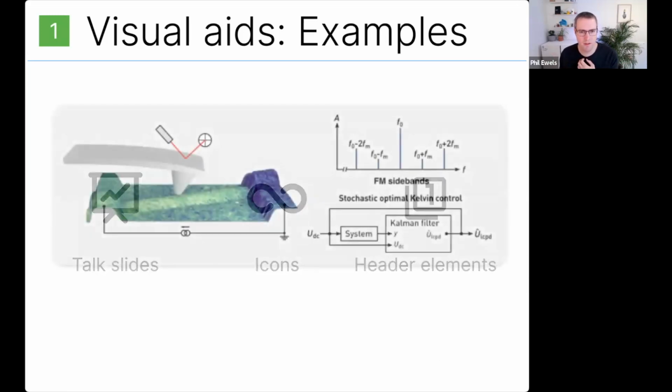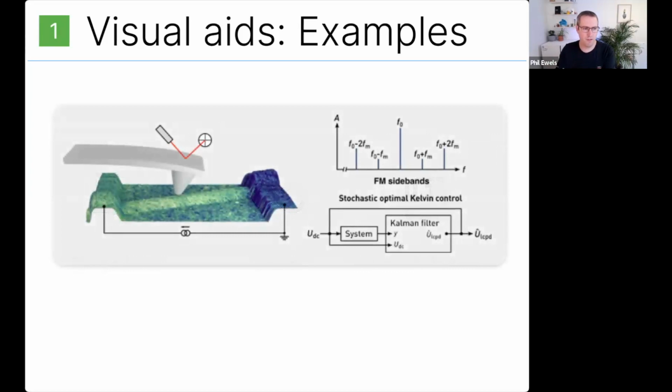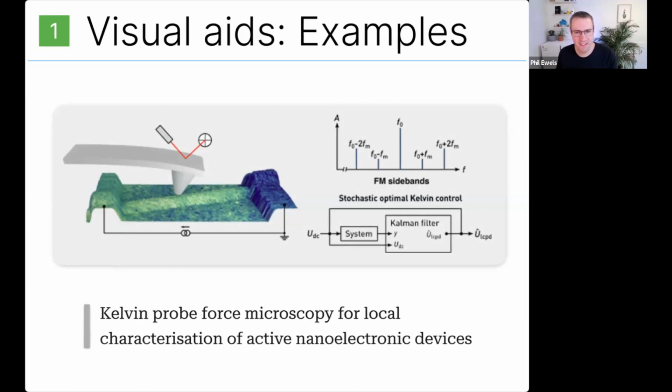Another example from last time I gave this: graphical abstracts from scientific papers are a great example of a visual aid. With basically no text here, can anyone tell me what this paper is going to be about? Or what technique it uses, at least? Can you hear people? People have been saying AFM, atomic force. No, sorry, I can't hear that. You have to shout at me. Yeah, AFM, well done. There you go.